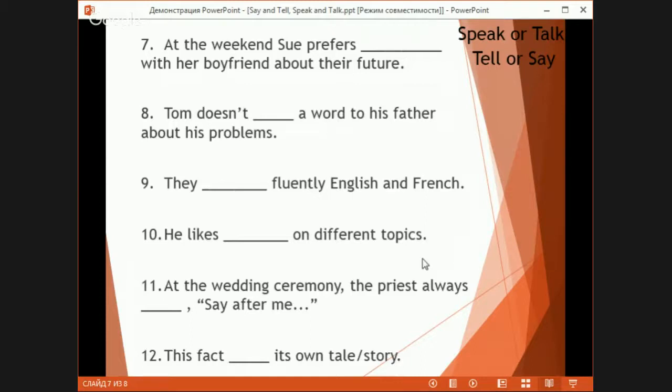Drink some water. I hope I will feel better with my throat. So what we have here. At the weekends, you prefer talking with your boyfriend about their future. Can you imagine how boring it is? So talking, because we have here informal conversation. Tom doesn't say a word, focus on words, to his father about his problem. They speak fluently English and French languages. He likes talking on different topics, in a more informal way. At the wedding ceremony, the priest always says, say after me. Focus on words. And this fact tells its own tale or story. Tell a story, a set phrase.